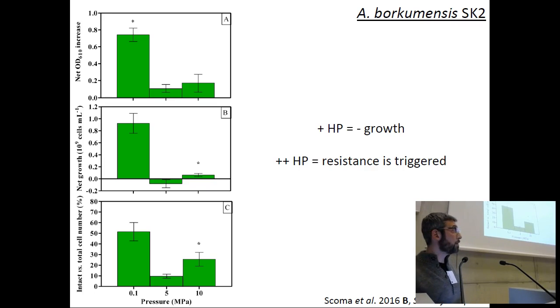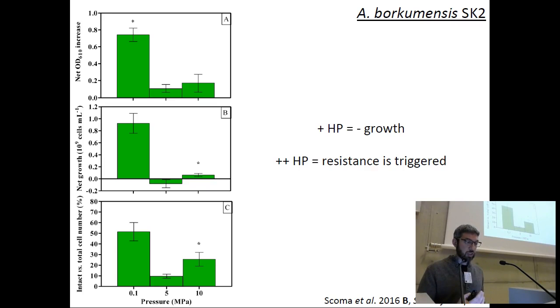But curiously enough, if you double the pressure, we saw a little bit of resistance that you cannot really see with optical density, but we found statistically significant with cell counts. And this is backed up by the number of intact cells that you can determine through flow cytometry again. And just to have an idea, at 5 megapascal, you would have 10% of cells that are intact, so 90% are damaged.